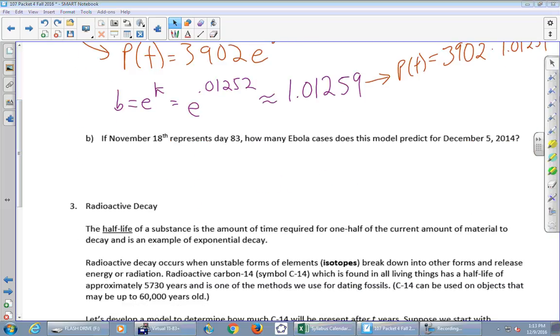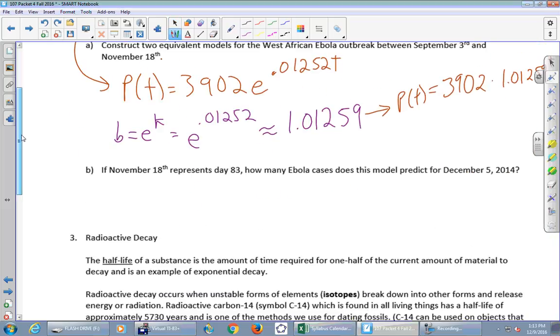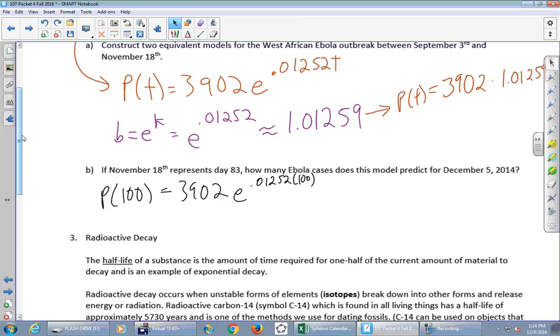Okay, so that means we are doing P of 100, 100 days in. P of 100. I'm doing this first orange formula. E to the 0.01252 times 100. That is what we're after, and that is what we type in the calculator. But what I promised you was that the first orange formula and the second orange formula both represented exactly the same thing. So what's another way to do this?